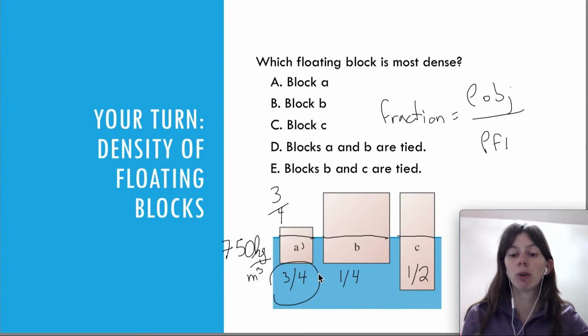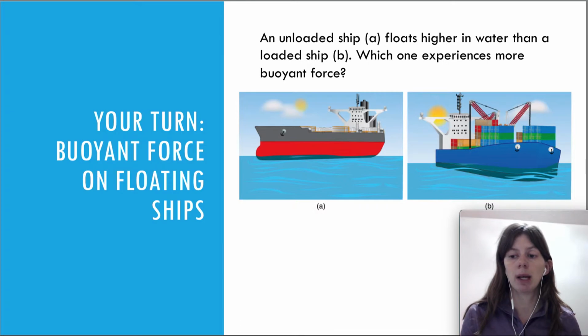So it's a very useful formula: the fraction submerged equals the density of the object divided by the density of the fluid. Whatever fraction is below the water, that's the ratio of the density of that object to the density of the water. Let's take a look at one more question related to this topic.